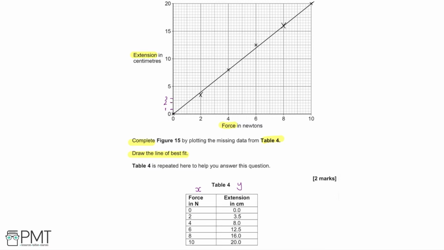And that would get us both the marks for plotting the final results and drawing on the line of best fit. It doesn't have to go through all of the points, but it just has to make sure that there's an even number above and below the line and they all sit very closely to this line.